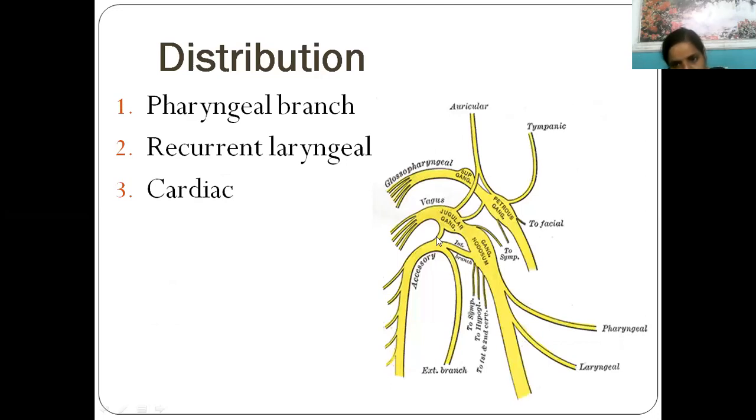Now you see here. This is the jugular foramen, this is the vagus nerve and this is our accessory. The cranial part is joining the vagus and is dividing into pharyngeal branch, laryngeal branch and cardiac branch. That means it supplies pharyngeal muscles, laryngeal muscles, and it forms the cardiac plexuses, which we studied when we were doing the nerve supply of the heart.